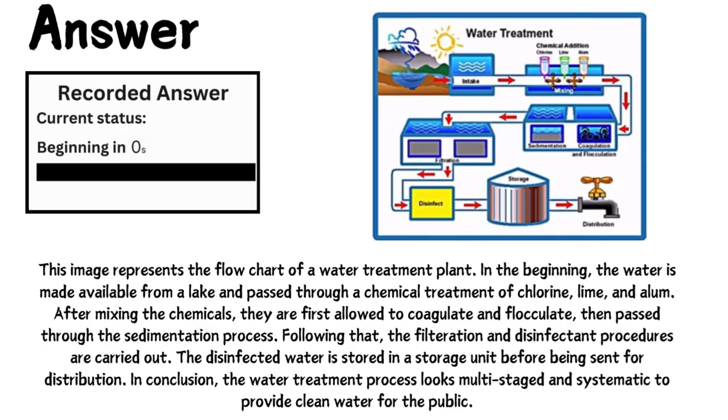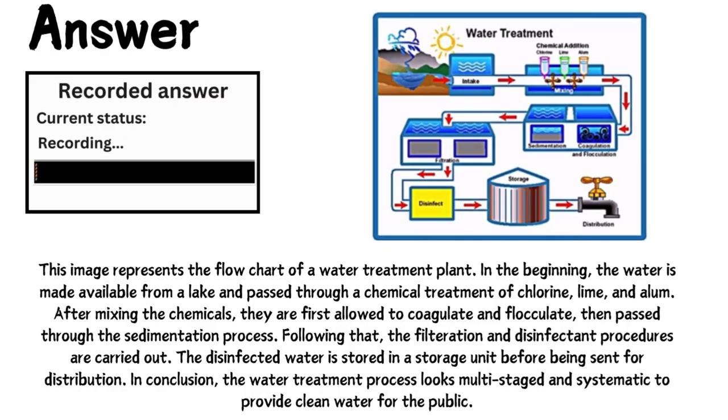This image represents the flow chart of a water treatment plant. In the beginning, the water is made available from a lake and passed through a chemical treatment of chlorine, lime, and alum. After mixing the chemicals, they are first allowed to coagulate and flocculate, then passed through the sedimentation process.